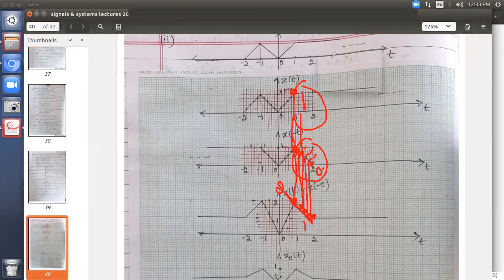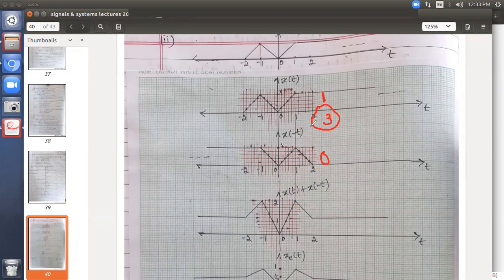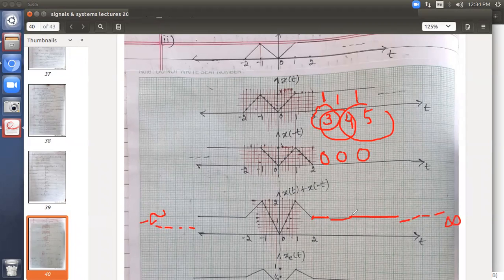After this, no decrement. After that, let's take between 2 to 3. Between 2 to 3, the amplitude is 1. Observe here, you don't have any amplitude. 1 plus 0 will be 1. The same amplitude 1 is continued. Now check further between 3 to 4, amplitude is 1. 1 plus 0 is 1. Then again between 4 to 5, 1 plus 0 is 1. Like that it continues. Please make sure that you are drawing these dotted lines on both sides. Then only your answer is correct. This is minus infinity. This is plus infinity. This is the addition of these two signals, x of t and x of minus t.